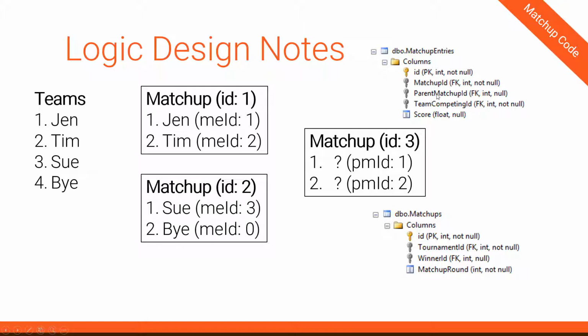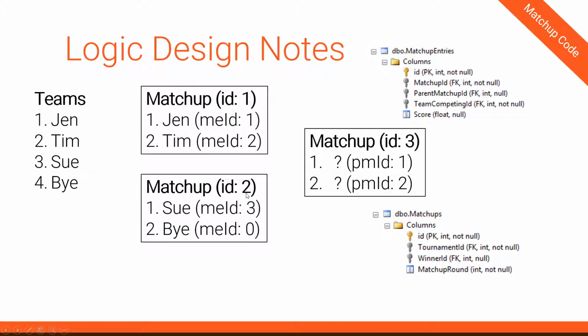It'd be a parent matchup ID of 0. The team competing would be Jen's team. And the score would be nothing right now. And then Tim is a matchup ID of 2. And so again, 2 here, 0 here. Tim's ID here for his team. And again, score of 0.